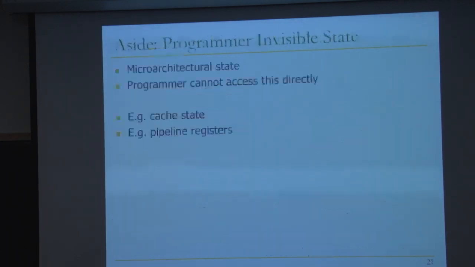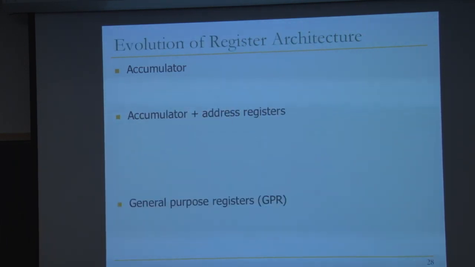While we're at the programmer visible state, so that's the purpose of registers, there's also programmer invisible state. This is called the microarchitectural state, right? Programmer cannot access this directly. Cache state or pipeline registers, normally they're not accessible directly. So as a result, they're part of the microarchitecture. But let's get back to the register architecture.